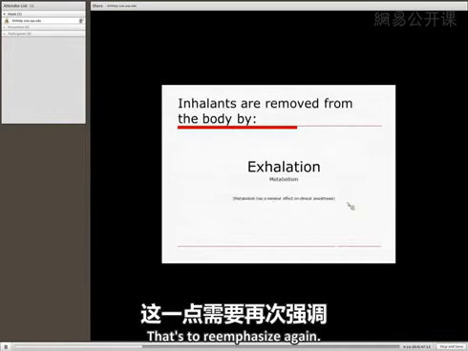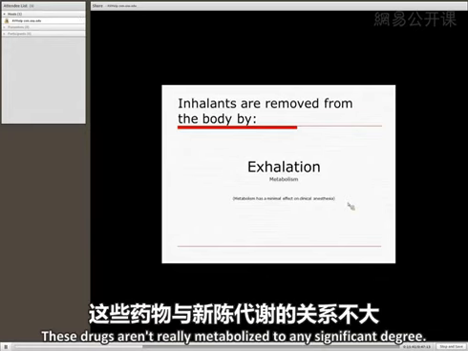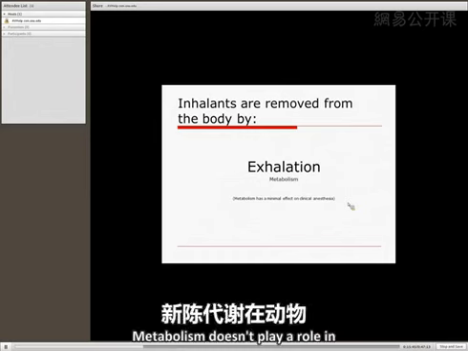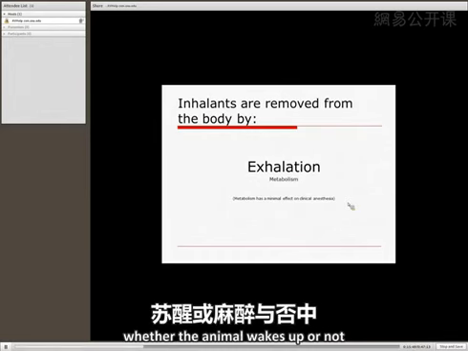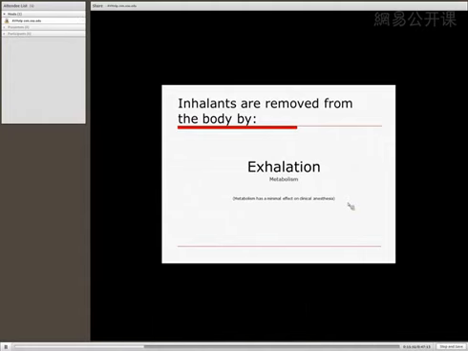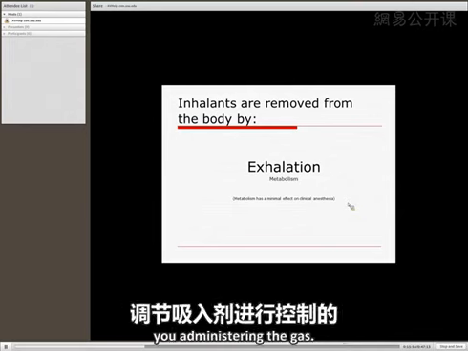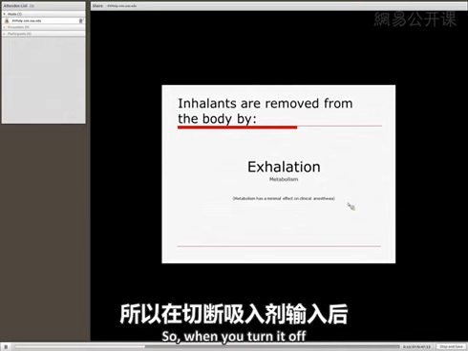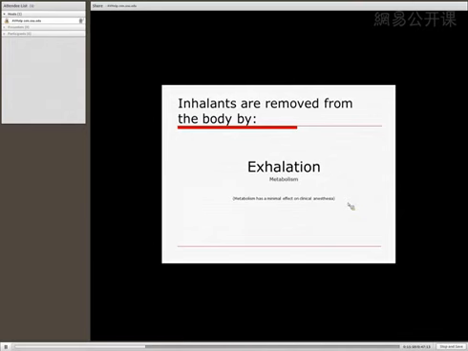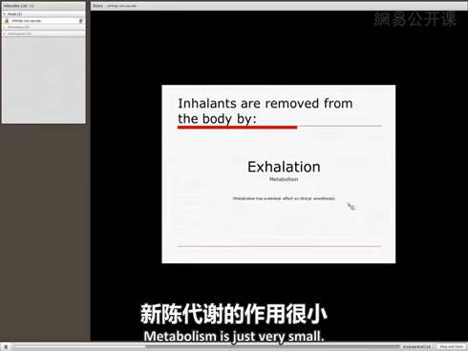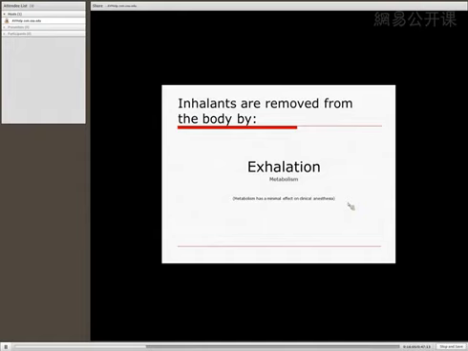Just to reemphasize again, these drugs aren't really metabolized to any significant degree. Metabolism doesn't play a role in whether the animal wakes up or not, or the duration of action. The duration of action is controlled by you administering the gas, and when you turn it off, the animal starts to wake up. Metabolism is just very small in terms of its effect.